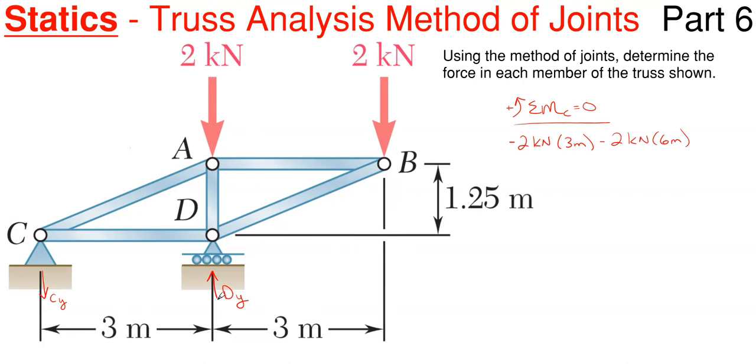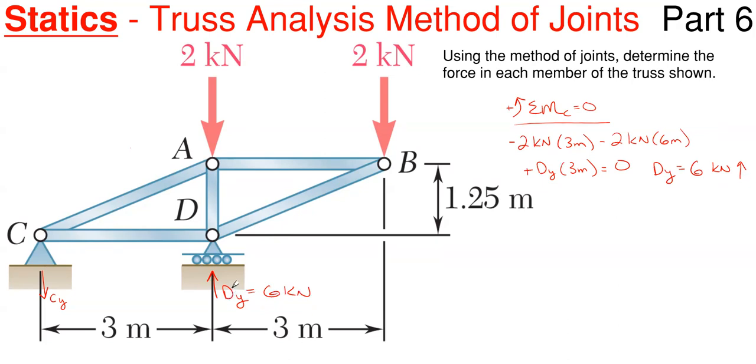And then lastly, I have Dy over here, which will be rotating counterclockwise the way I have it assumed. So plus Dy times its perpendicular distance over to C, which is 3 meters. And of course, Cy does not count because it goes right through point C. It does not have a distance to point C. So Dy is my only unknown in this equation. When I solve for it, which is pretty simple here, Dy pops out to be a positive 6 kilonewtons. So that means my assumed arrow direction of up was correct.